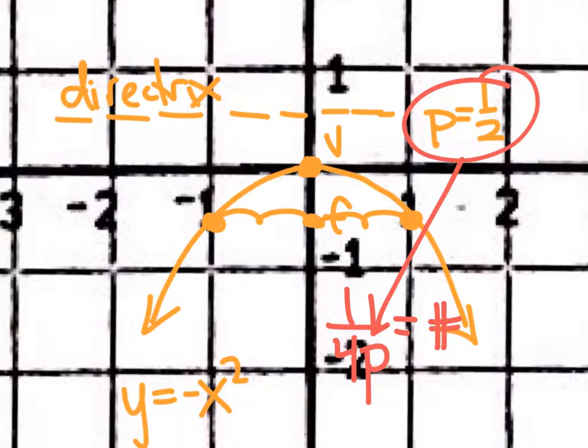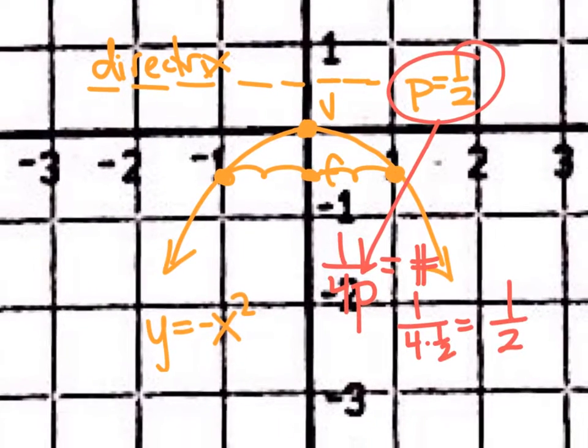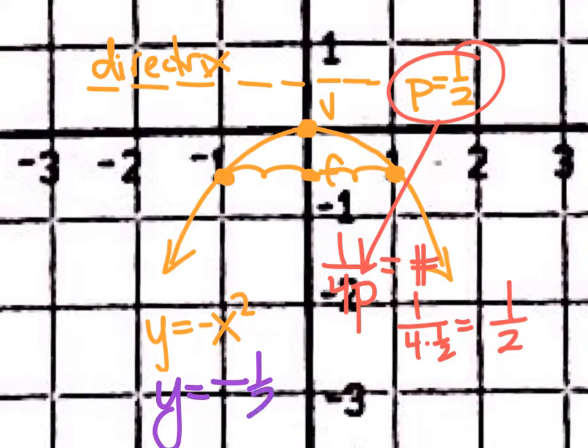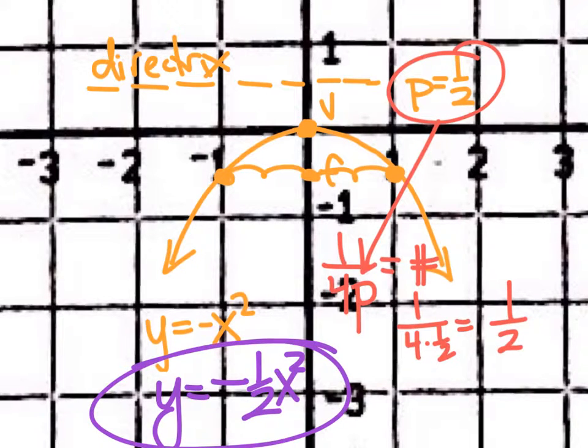Where p is 1/2, we plug that in. So 1 over 4p equals the coefficient. So let's see, 1 over 4 times 1/2. Half of 4 is 2, so there's a 1/2. So that is our coefficient in front of the x squared. So for our final answer, we have y equals negative 1/2 x squared. Alright, so sounding good?